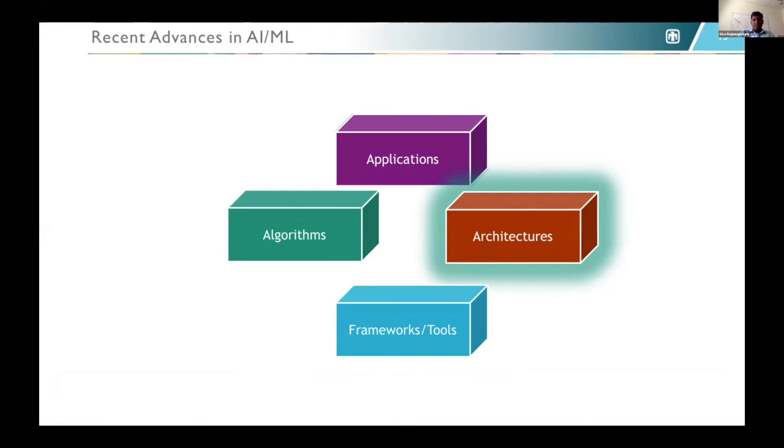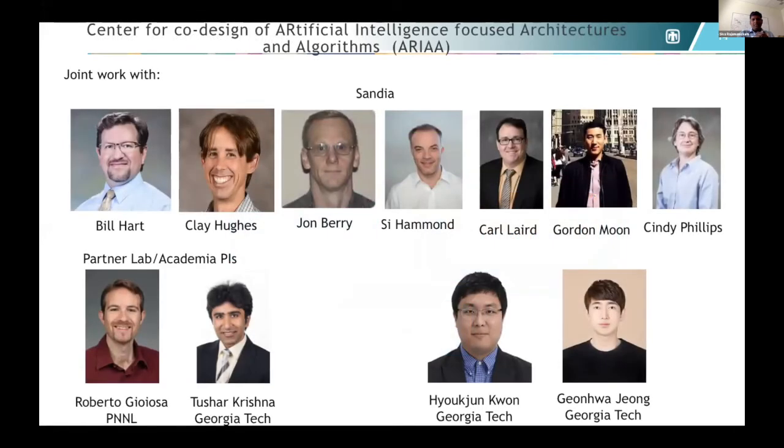And this is a project that is funded out of DOE. It's a co-design center called ARIA. It is focused on machine learning accelerators, primarily. And the goal here is to co-design the accelerators, algorithms to run on these accelerators, and applications that use these algorithms, okay? There is a large team at Sandia.